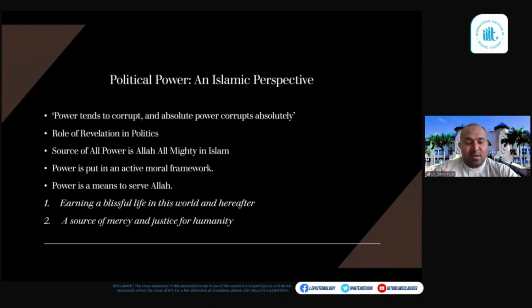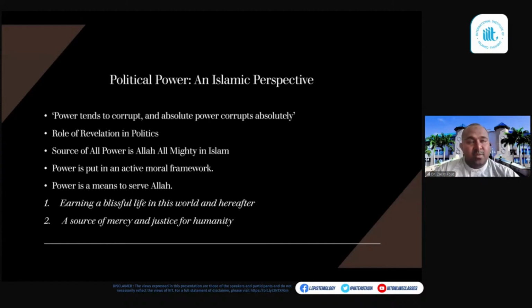If you read, you will easily come across this statement: power tends to corrupt, and absolute power corrupts absolutely. Since political science and politics is all about power, we hear most political scientists say that there is a fundamental principle here, that if one accumulates power to an absolute extent, he will obviously become corrupt.